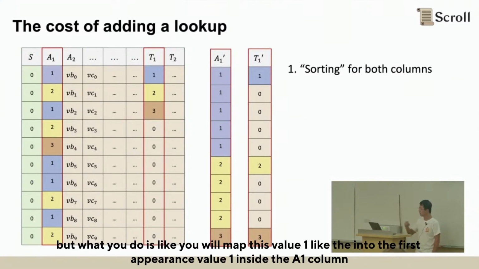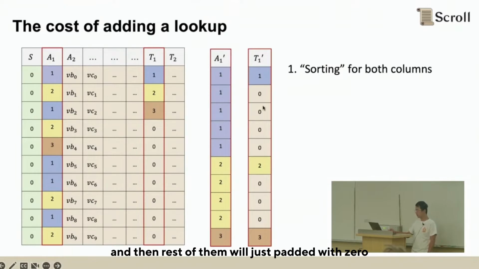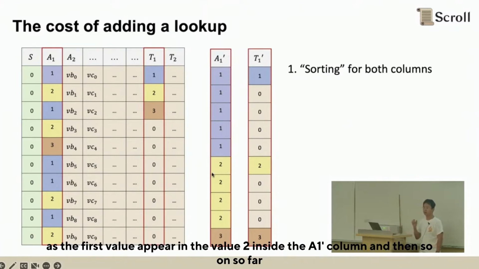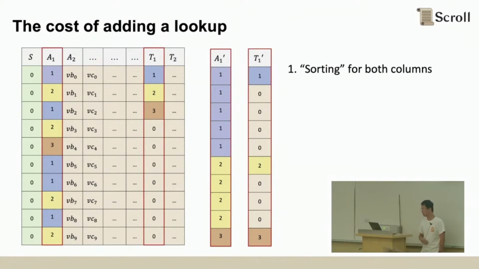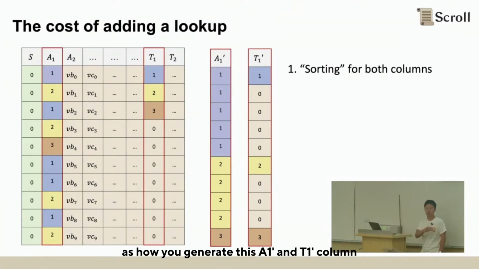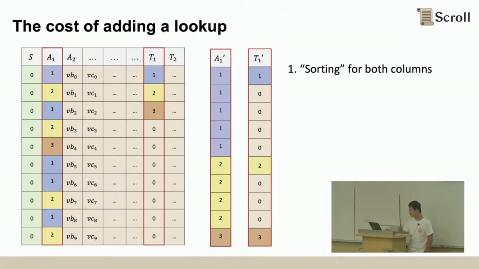But what you do is map the value 1 to the first appearance of value 1 inside the A1 column, and the rest of them you just pad with 0. Then you put the value 2 at the same row as the first appearance of value 2 inside the A1 prime column, and so on and so forth. That's how you generate the A1 prime and T1 prime columns.